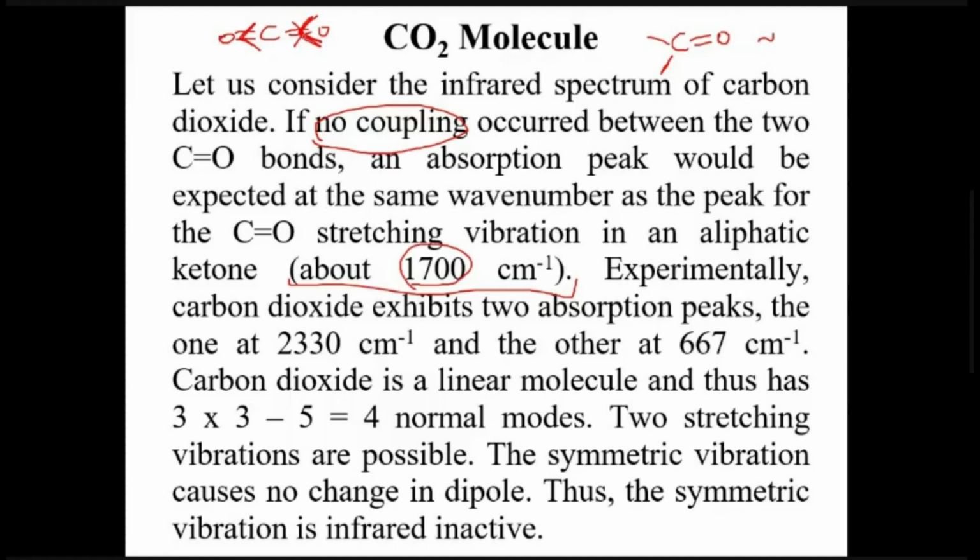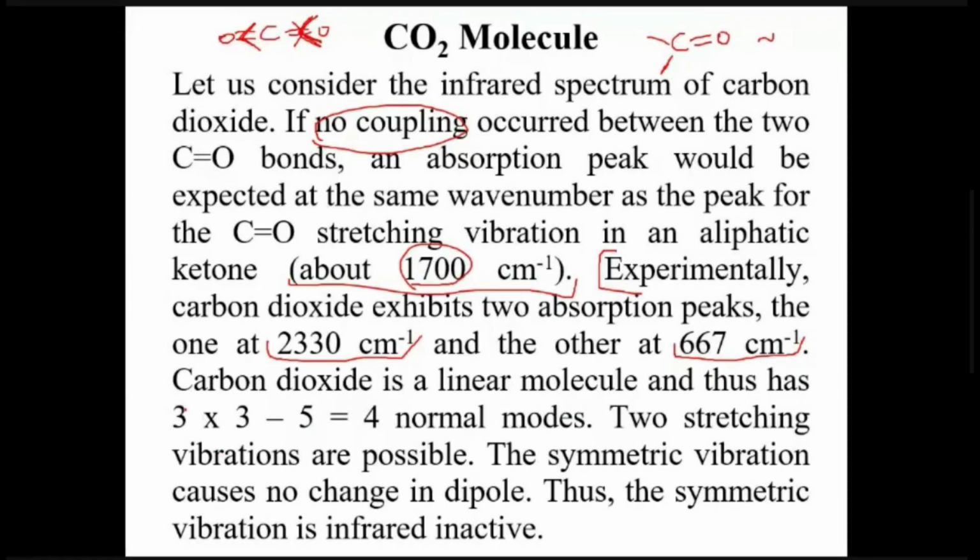Now, this part is theoretical, what we expect. Now, let us see what happens experimentally. Experimentally, carbon dioxide exhibits absorption peaks, one at 2330 centimeter inverse and the other at 667 centimeter inverse. Now, how can we explain this? Carbon dioxide has two carbonyl groups, so a peak should come at 1700, but instead you get two different peaks. Now let us try to find an explanation for this.